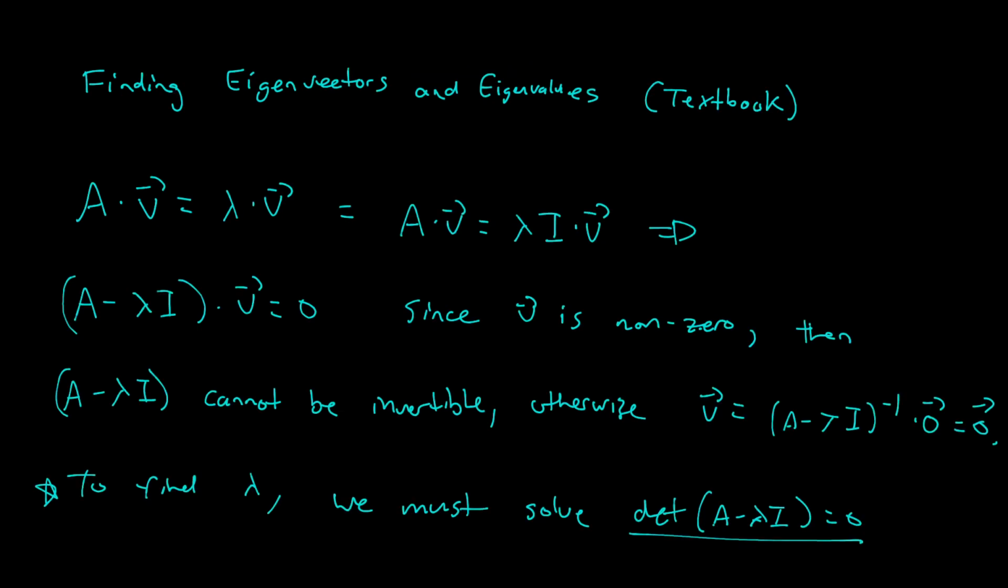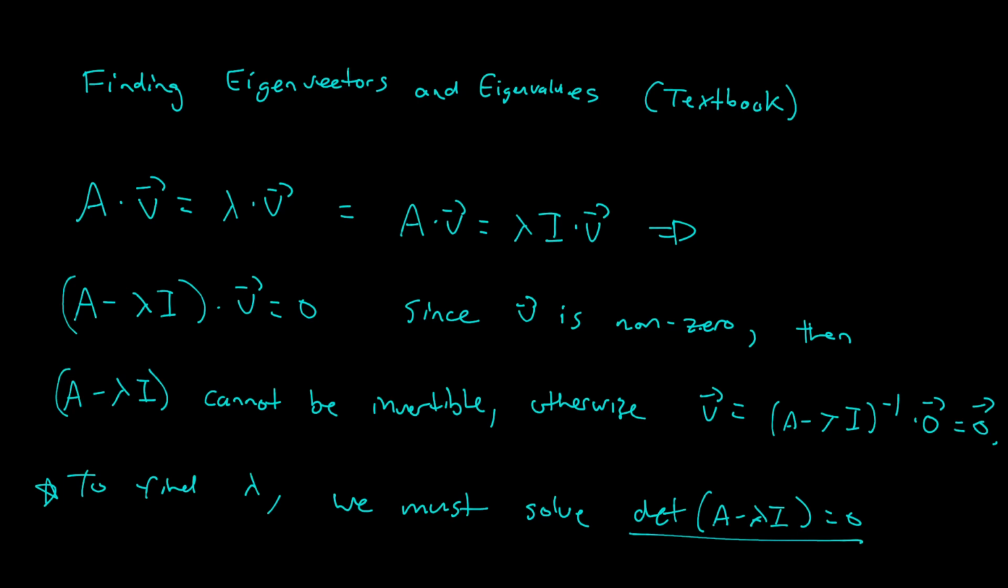And the textbook method for finding eigenvectors and eigenvalues is, so you have A times v equals lambda v. That means A times v equals lambda times the identity matrix times v, which is, when you subtract both sides, A minus lambda I times the vector v equals 0. Since we know that eigenvectors are non-zero, that means A minus lambda I cannot be invertible. Otherwise, v would be the zero vector, which leads to a contradiction. So to find lambda, we must first solve the determinant of A minus lambda I equals 0. And for an n by n matrix, you will end up with a degree n polynomial.